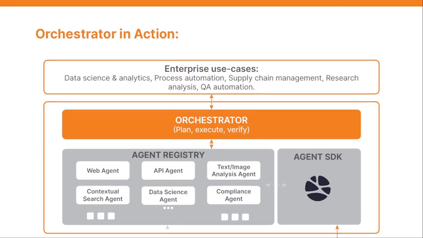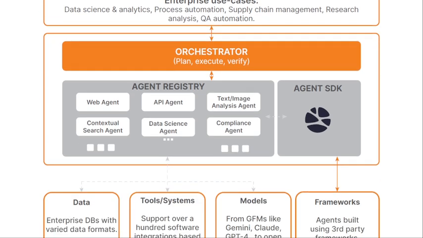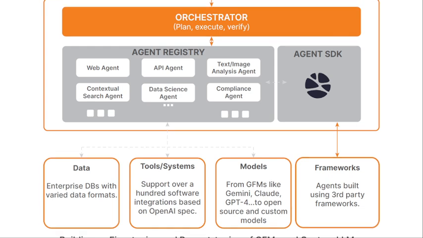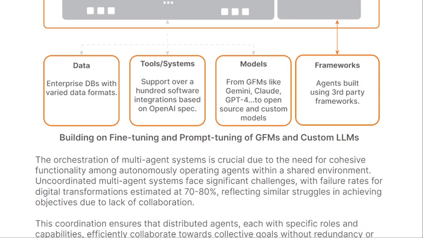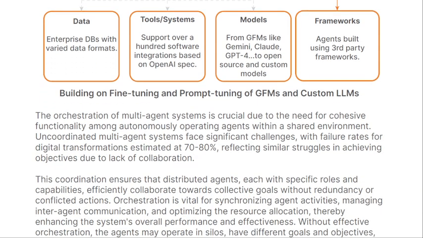Orchestrator in action. So enterprise use cases: data science and analytics, process automation, supply chain management, research analysis, QA automation. So in Orchestrator, plan, execute and verify. Agent registry. What is the registry? Registry is a place where we can keep the things in a very protected way, whether it is a hardware or software related registry. So we have a web agent, API agent, text images analysis agent, contextual search agent, data science agent, compliance agent, and agent software development kit. So data, tool system, models, and frameworks.